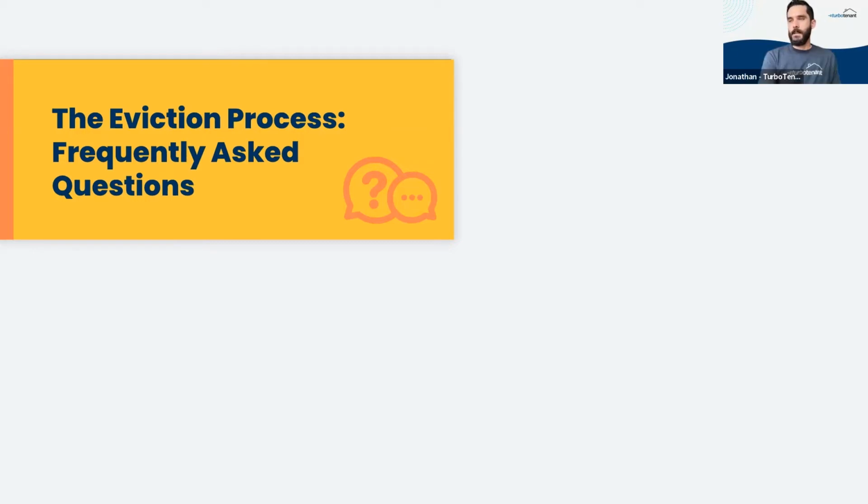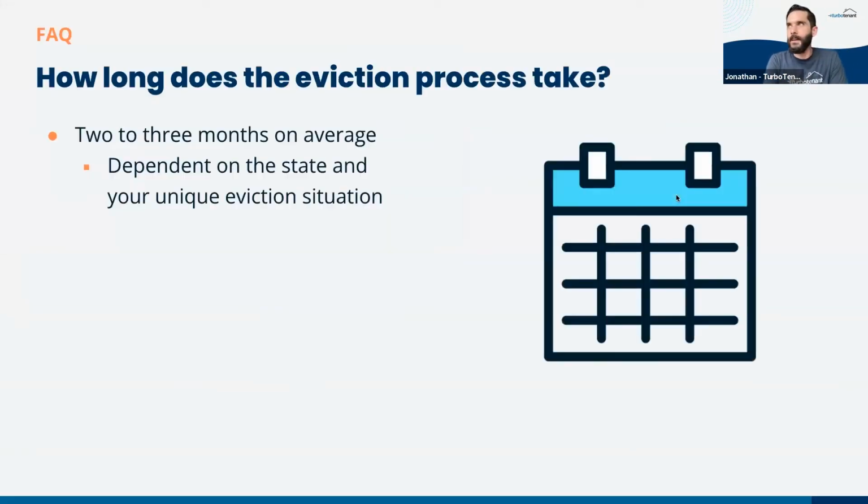Okay, getting into FAQs. I see a lot of you have asked questions that are in the next few slides, so we will get to them right now. First one, how long does it take? This may not be terribly surprising if you've ever had to go to court or do anything through the legal system. It is quite slow, 2 to 3 months on average.